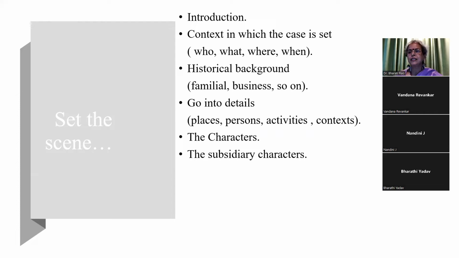So the first thing is, let's make most of our cases have a realistic approach. First of all, there is this introduction. First, what we have to do is set the scene of the story. It's like story writing. You just sit and imagine, how could this be? How could that be? And you introduce your case. Set the context in which the case is set. Who, what, where, when, and so on.